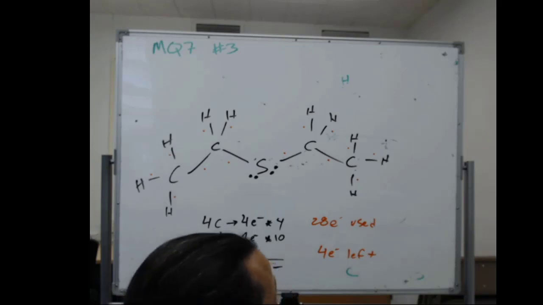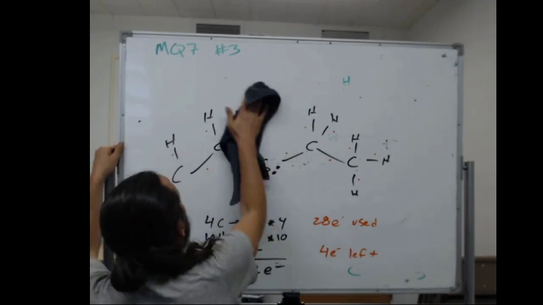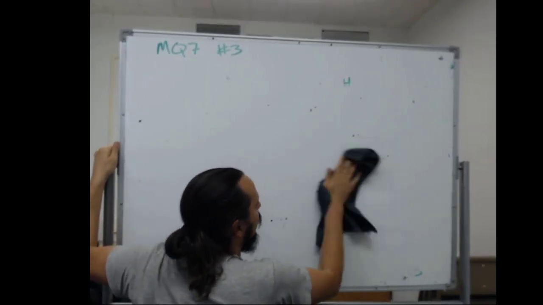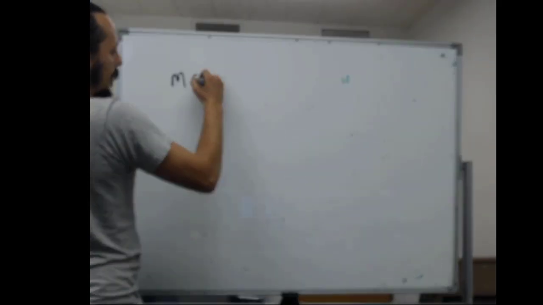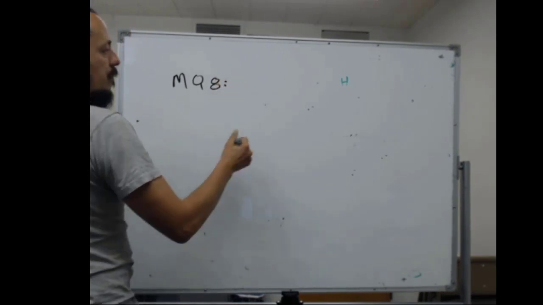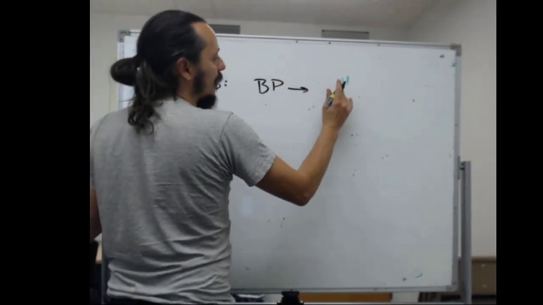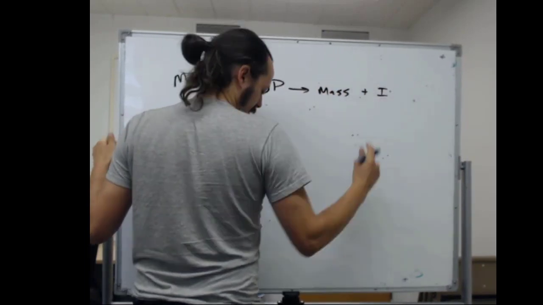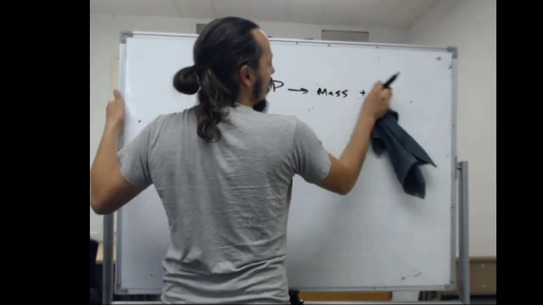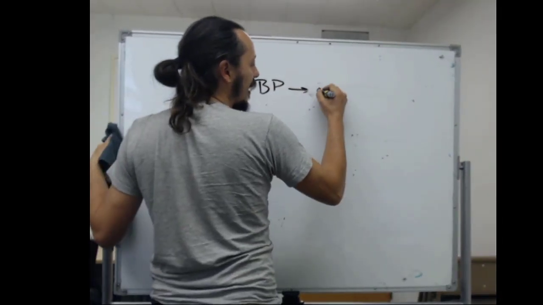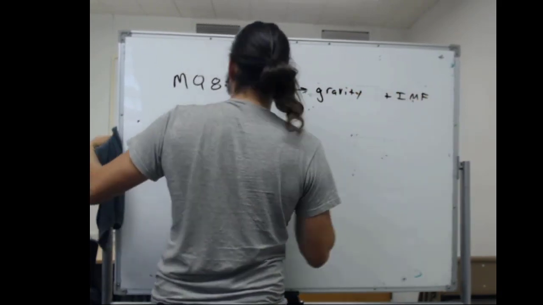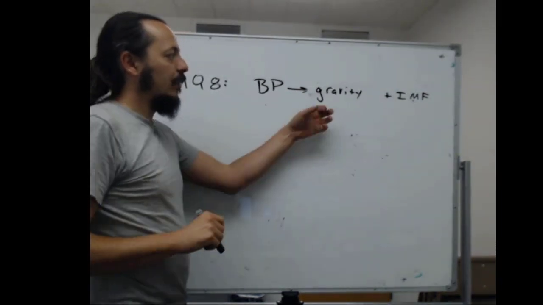So moving on to mastery question 8. There's an important misconception that people have. Right, boiling point's going to be related to, well, let's break it down a little bit more than that. Boiling point's going to be related to influence of gravity plus the IMFs. And it's really the mass that is going to be this gravity effect.